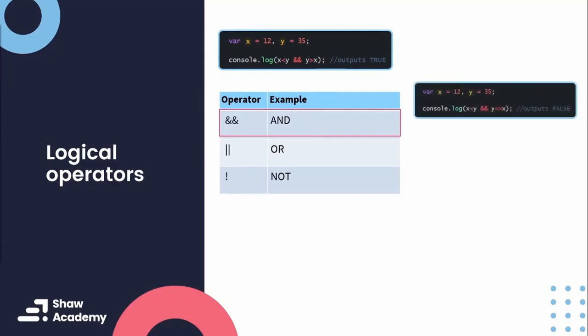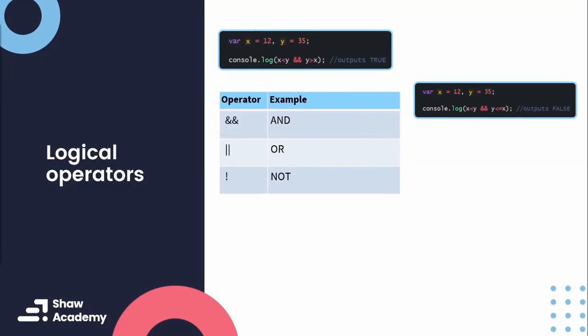Now here's an example of how that happens. Again, we have x which is equal to 12, we have y which is equal to 35, and now we're asking the question, is x less than y? Which is the case because 12 is less than 35, and is y less than or equal to x? This is not true, therefore the output, the result, is false because both conditions are not being satisfied.